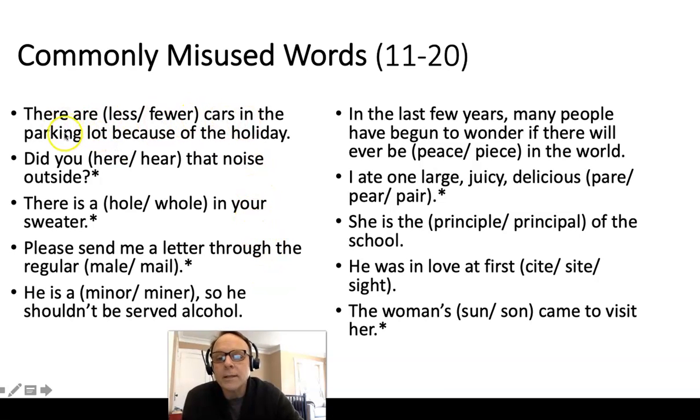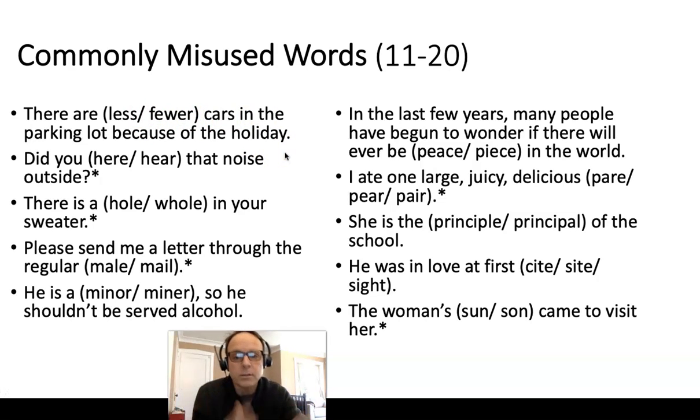There are fewer or less cars parked in the parking lot because of the holiday. Again, this is one that I'm very aware of, an important rule, which is called, you may have heard of this before, countability or non-countability. If you can count something, right, like there are less cars or fewer cars, if you can count it, you could go out to the parking lot and go 1, 2, 3, 4.